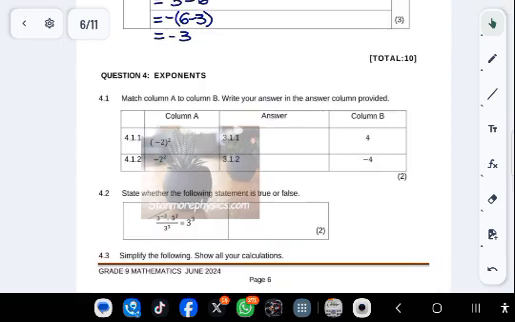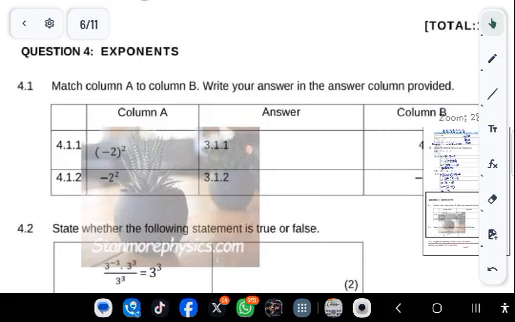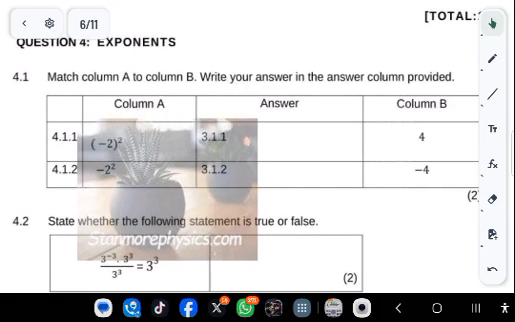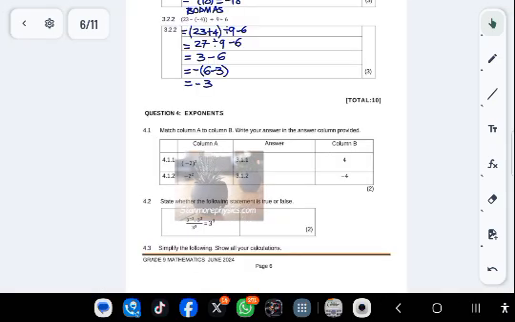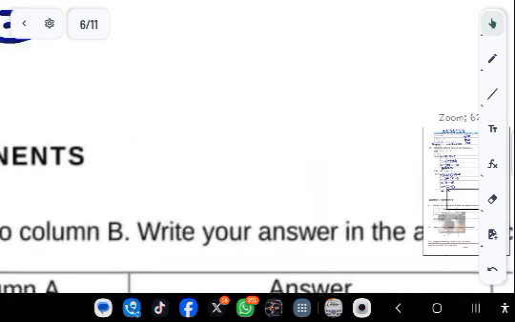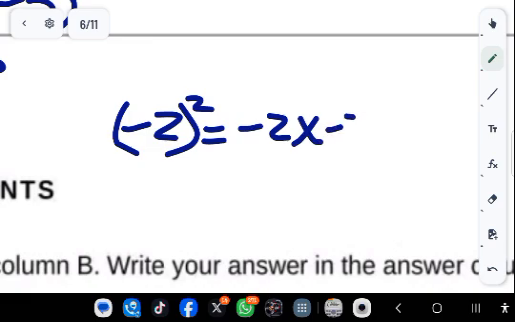Next question, exponent. Match column A to column B. Write your answer in the answer column provided. Let's match. Negative 2, all squared, is equal to what? Let's see. Negative 2 all squared in brackets is equal to negative 2 times negative 2.